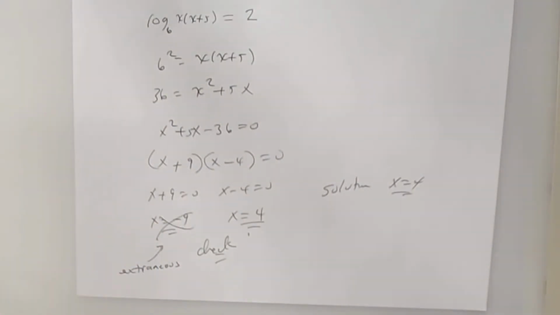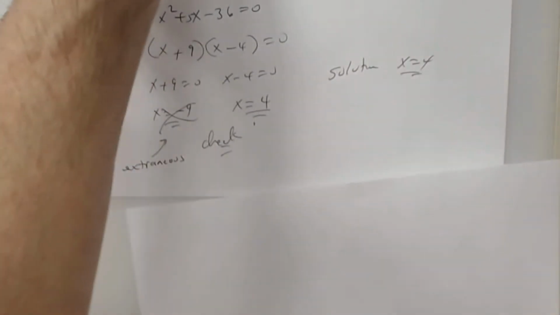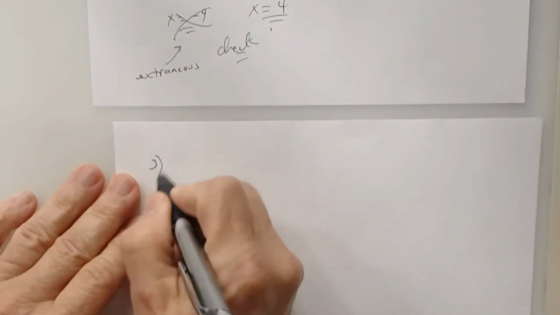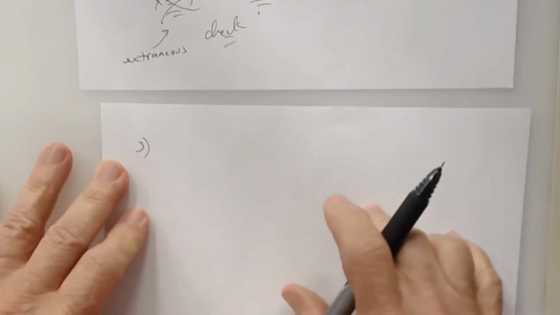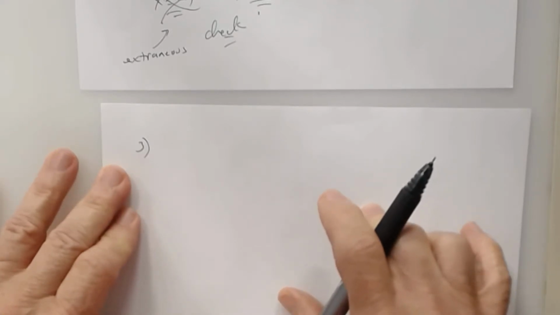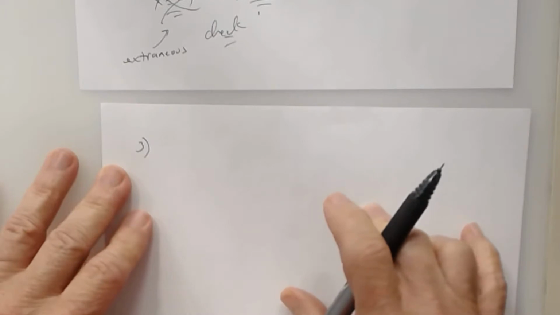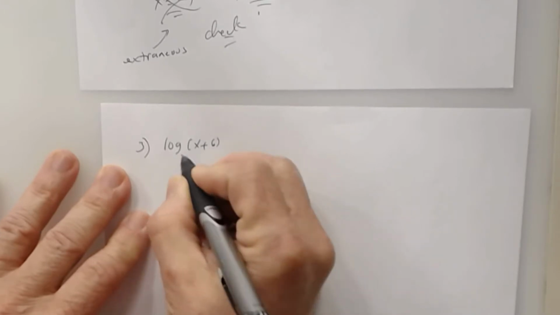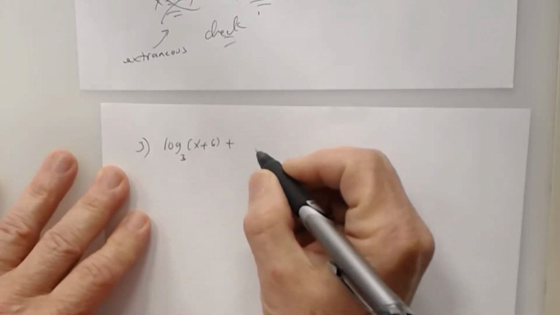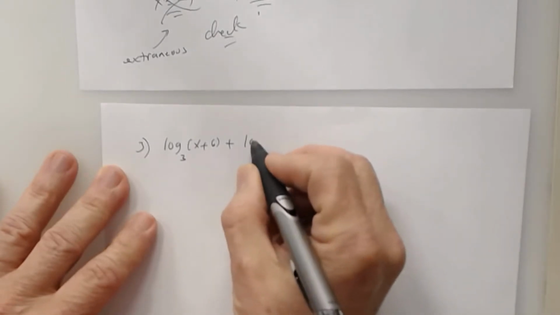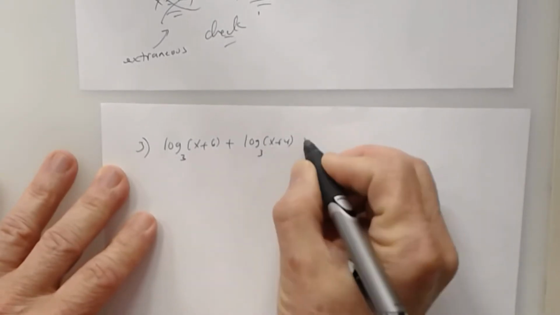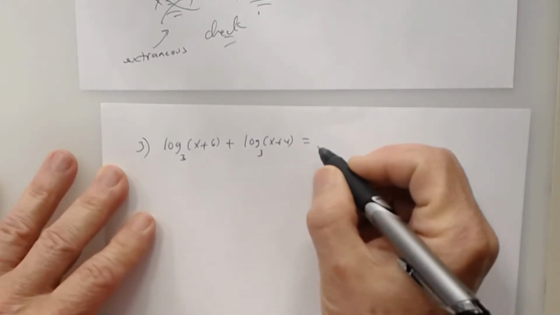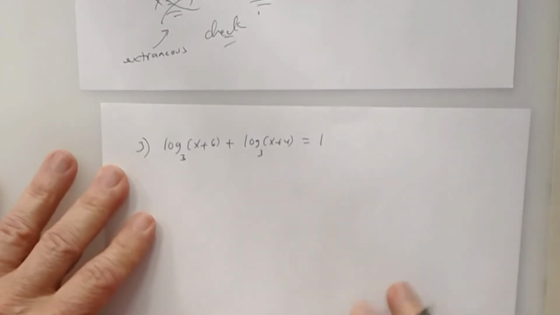All right, let's do another one like this. So number 3. And number 3, suppose you had log of x plus 6 base 3 plus the log of x plus 4 base 3. And that's going to equal 1.